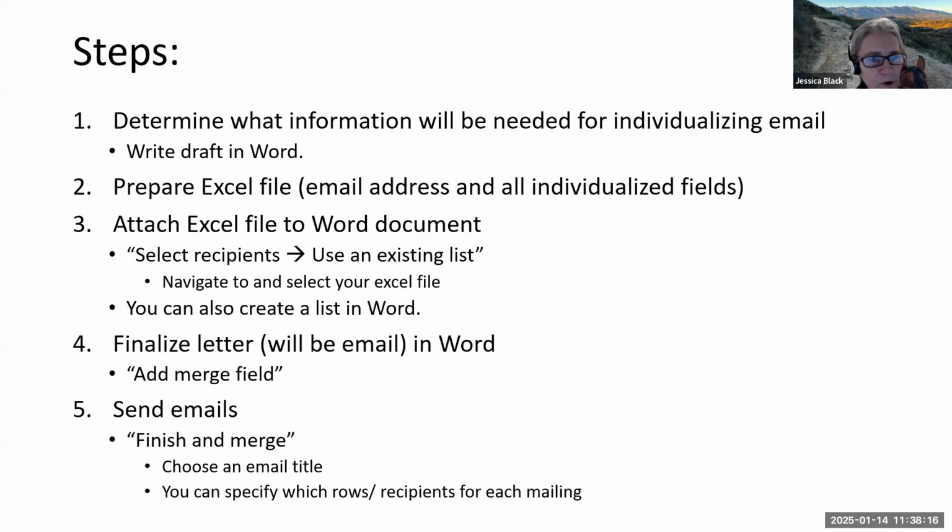First, these are just broadly the steps. We'll go over each individually. First you have to write a draft in Word. You could write it anywhere, but you're going to need it in Word eventually. Then you'll prepare your Excel file and attach the Excel file to Word. Once the Excel file is prepared, you will be doing everything in Word. Finalize your letter and then you send the emails. So let's break these down step by step.